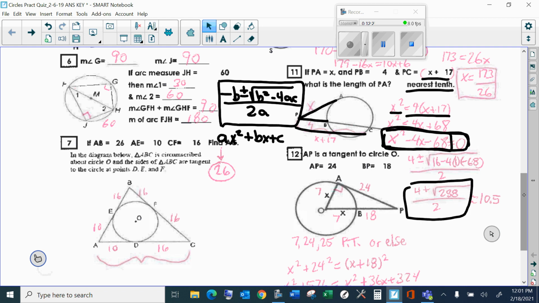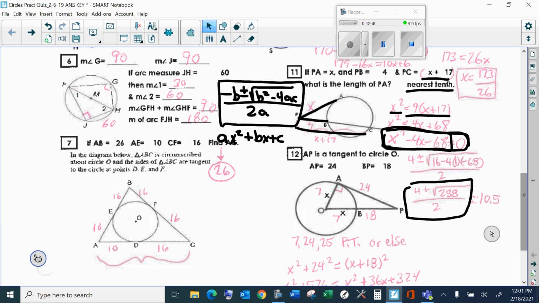Notice it says 4 plus or minus. Well, if I would have put in a minus in there, I would have got a negative answer. That's why I didn't have to do the minus. Okay, if they both count to positive answers, I have to have both of them down there. But 4 minus the square root of 288 is a negative answer. So I just had to do the 4 plus. Real life stuff, you can't have negatives.